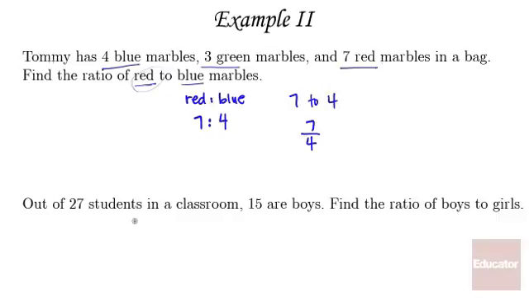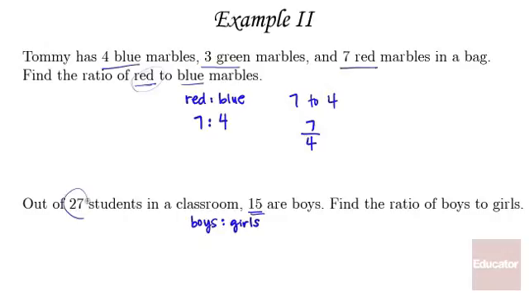Next, out of 27 students in a classroom, 15 are boys. Find the ratio of boys to girls. Ratio is boys to girls. Now, they don't give us a number of girls. They just tell us that there's 15 boys.